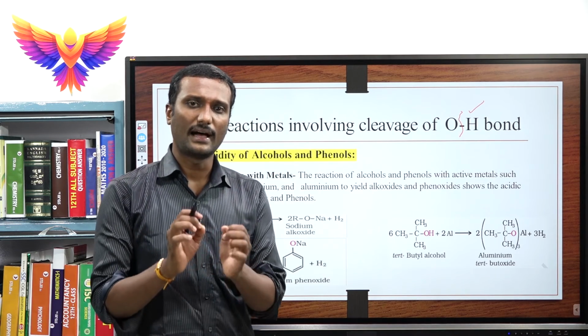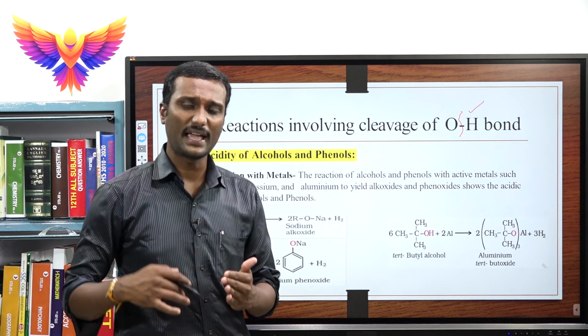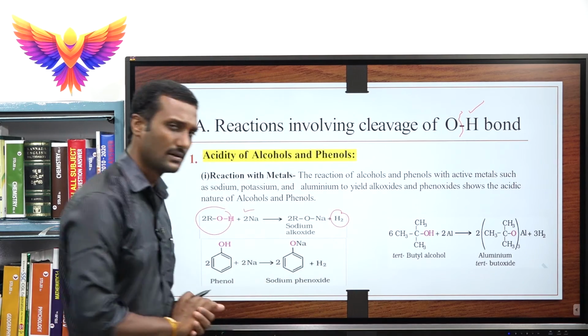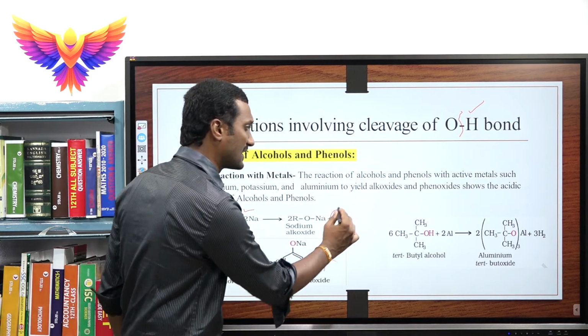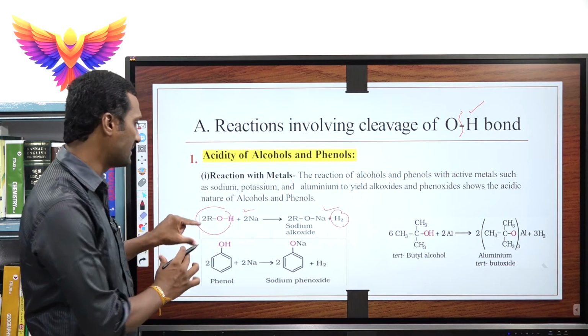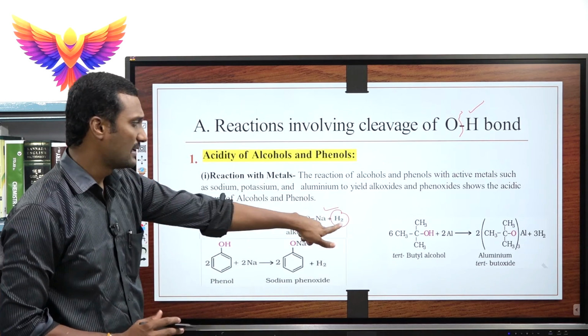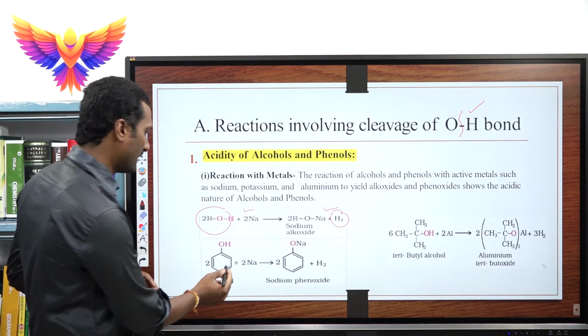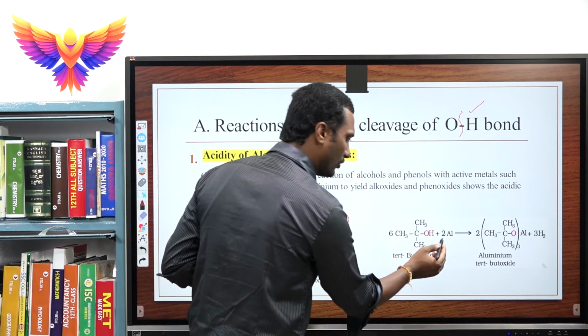aluminum, these are highly reactive. So when this reactive metal reacts with the alcohol, there is a liberation of hydrogen gas. This reaction shows that it is acidic in nature, meaning the alcohol is liberating hydrogen, that is why it is acidic in nature. And you can take another example, when you take aluminium.